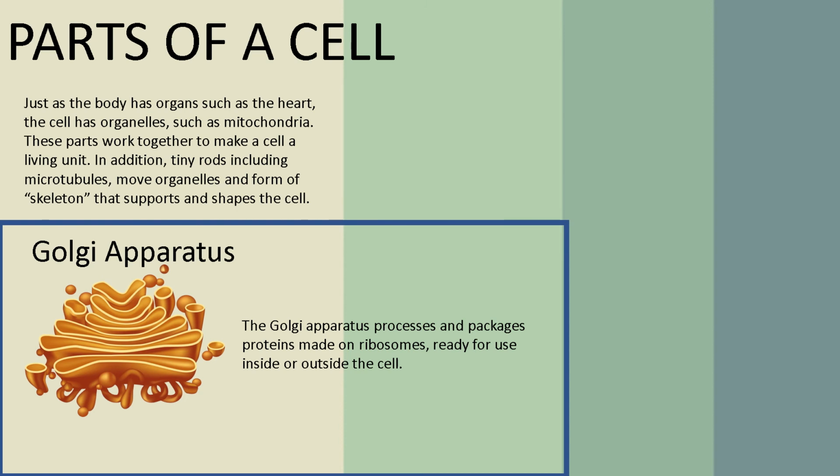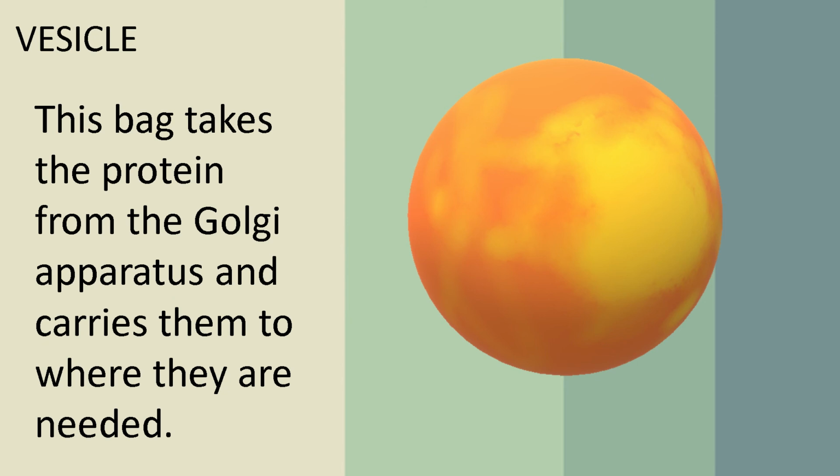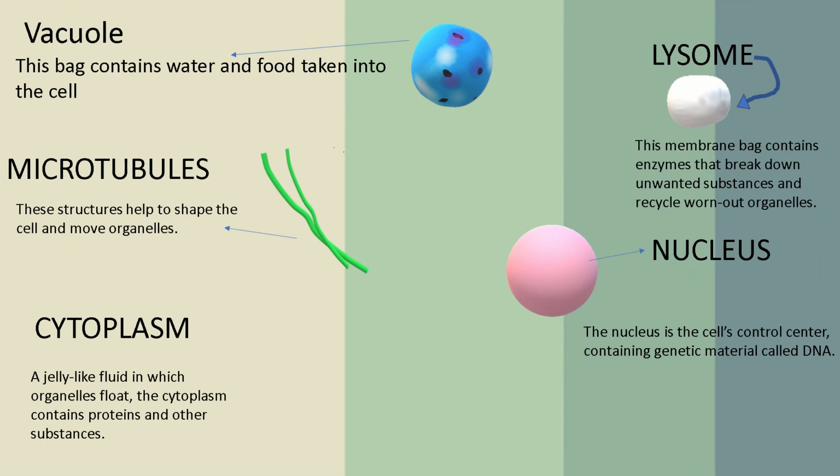And then Golgi apparatus. The Golgi apparatus processes and packages proteins made on ribosomes. We'll be seeing about the ribosomes later on. So the Golgi apparatus processes and packages proteins made on ribosomes, ready for use inside or outside the cell. Then we have the vesicle. This bag takes the protein from the Golgi apparatus and carries them to where they are needed. These parts are very important, so remember these guys. Then vacuole.